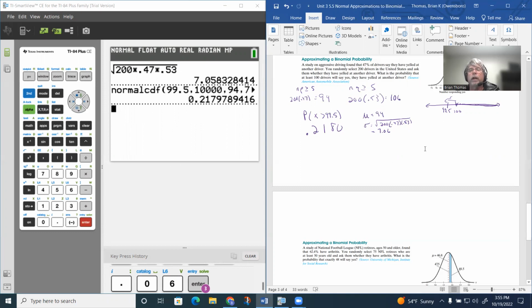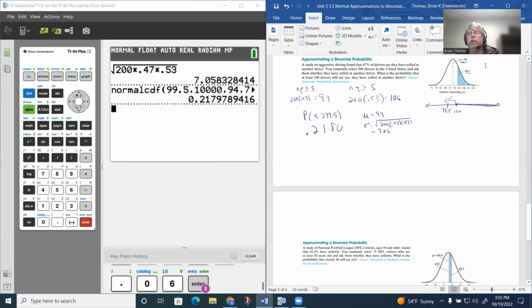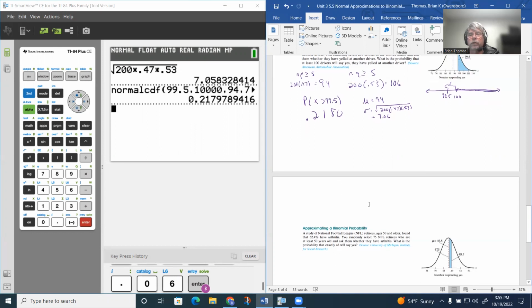Well, I thought it'd be more than that, but oh well, I guess there are a lot nicer people out there than I thought. It does look like a big percentage is shaded there, so 21% looks about right from the graph as well.